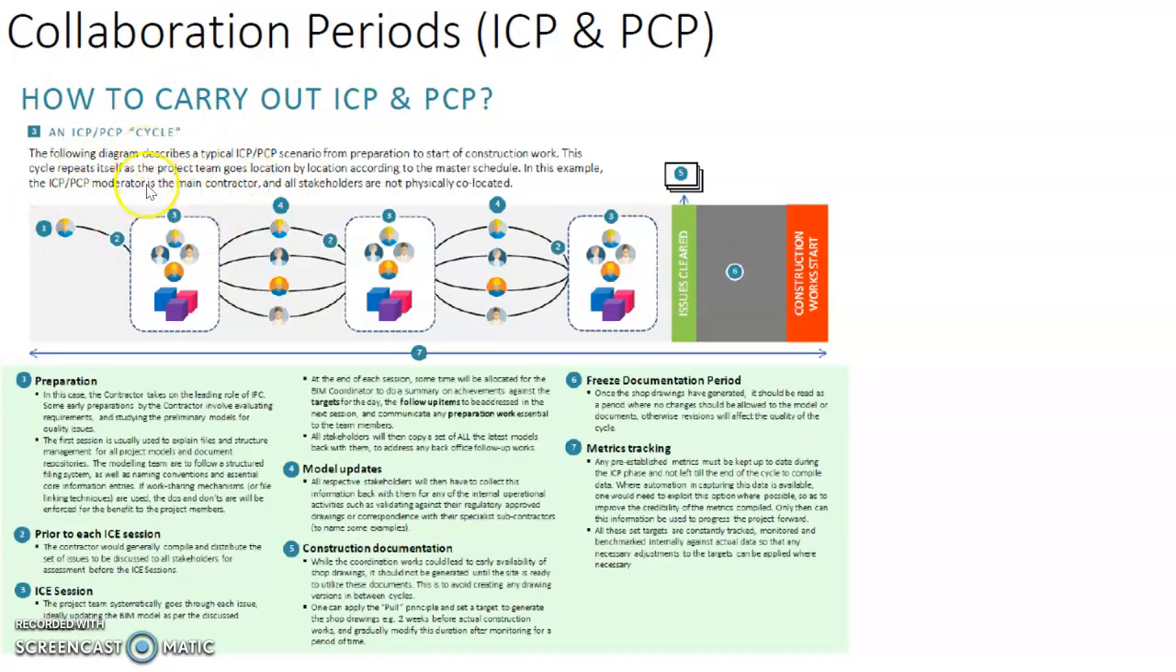The following diagram describes a typical ICP or PCP scenario from the preparation to the start of the construction work. This cycle repeats itself as the project goes location by location according to the master schedule. In this example, the ICP-PCP moderator is the main contractor, and all the stakeholders are not physically co-located together.